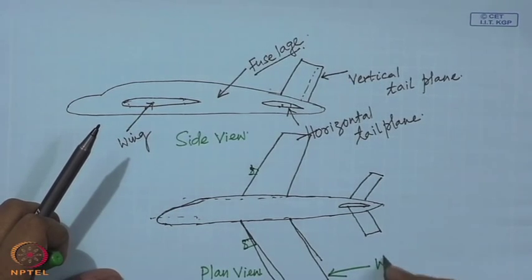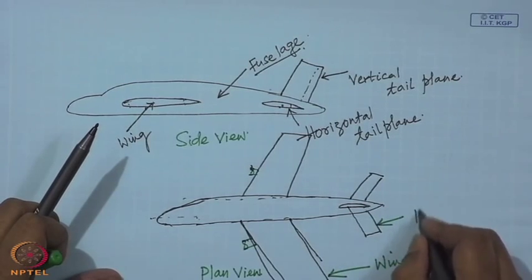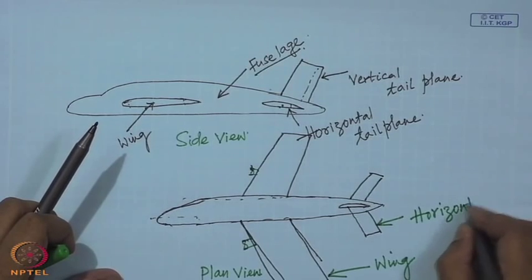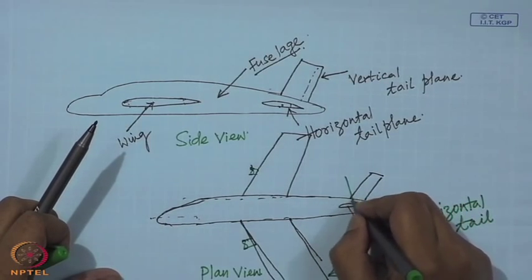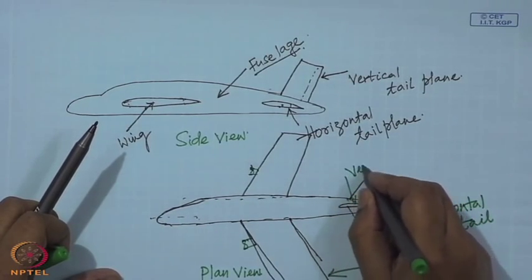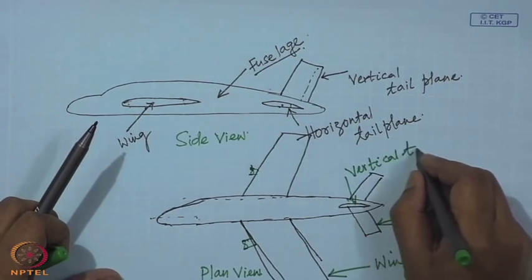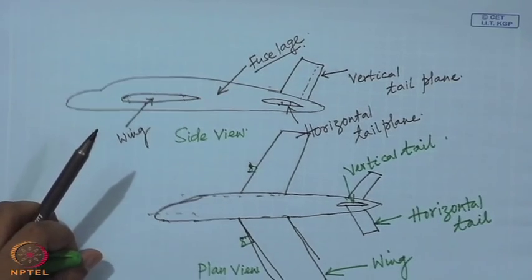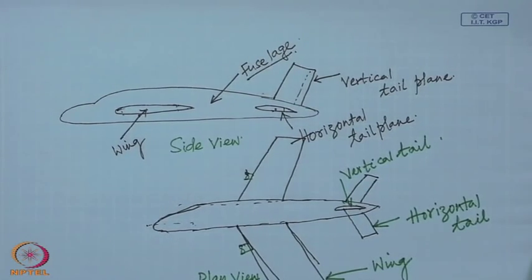The wing, the horizontal tail, and this is the vertical tail. This is the plan view.